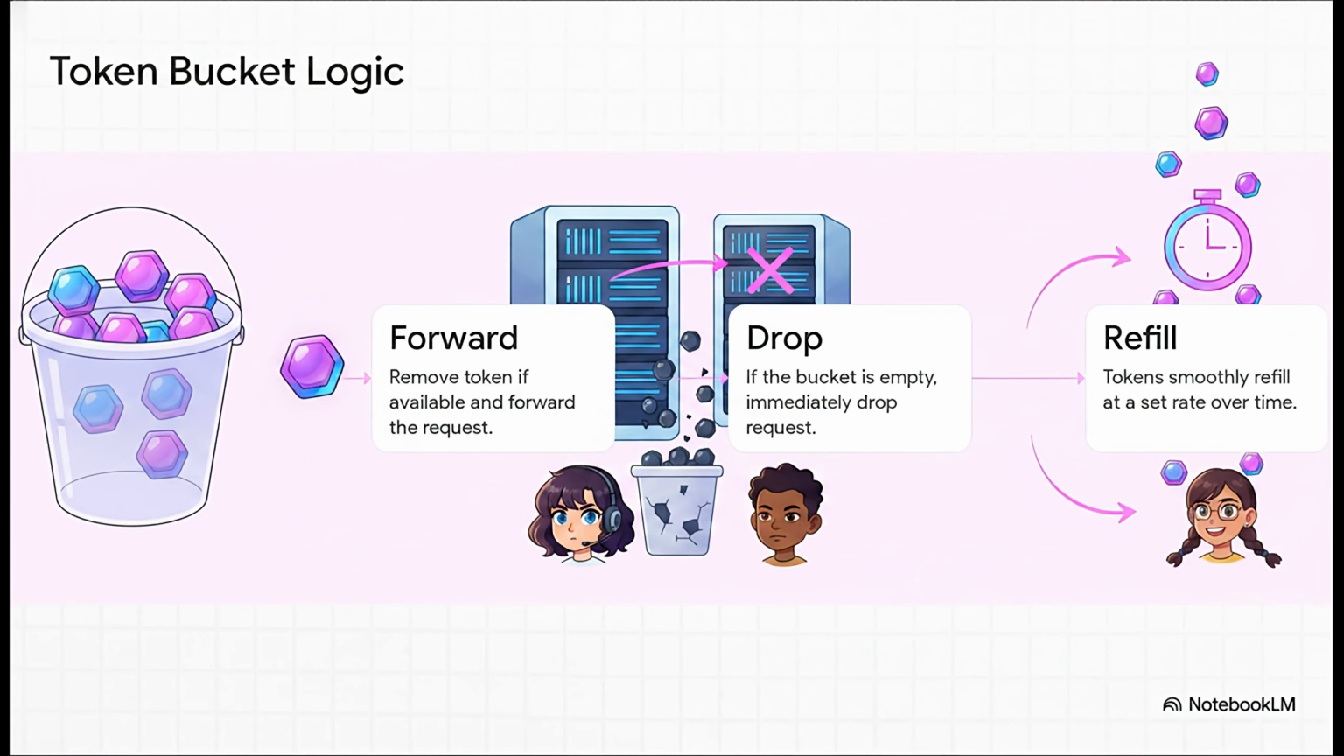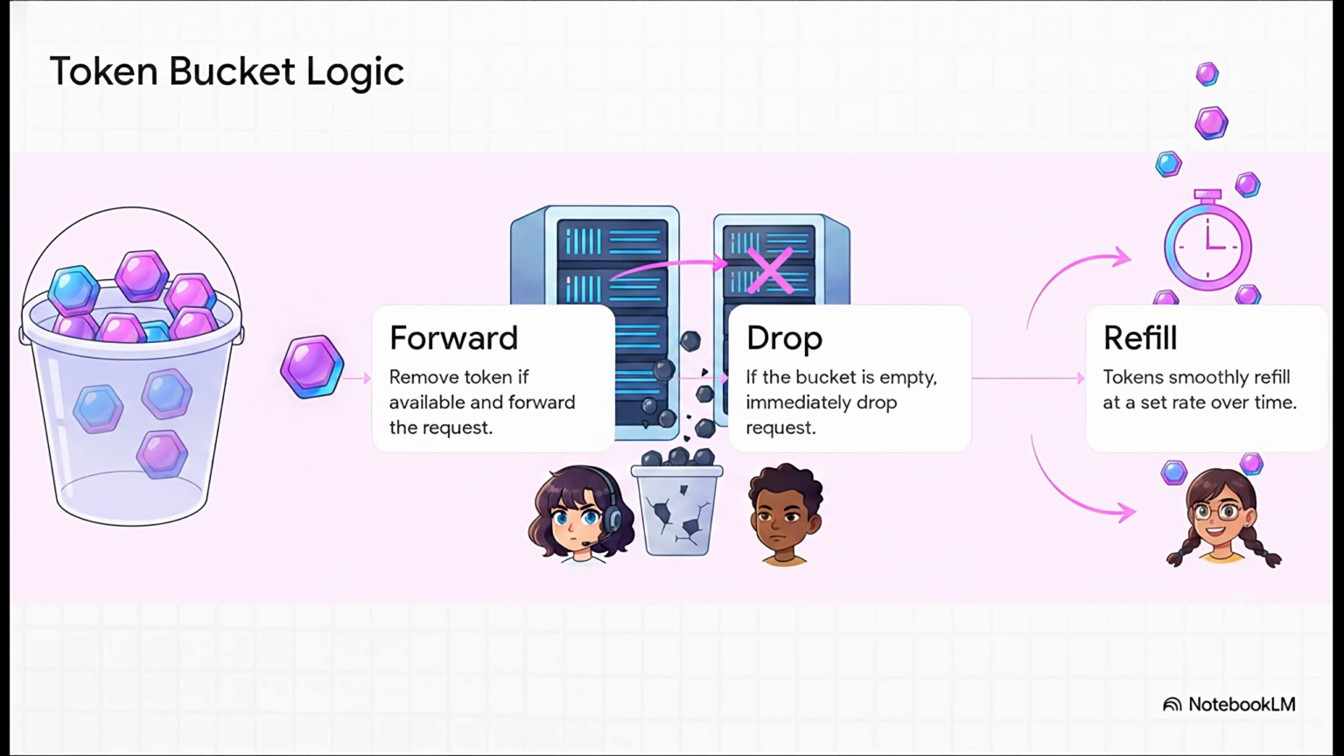Step 1, you have a bucket that holds a set maximum number of tokens. Step 2, a request arrives, and the system immediately checks the bucket. Step 3, if there's a token inside, the system removes it and the request is successfully forwarded. Step 4, if the bucket is totally empty, the request is immediately dropped.